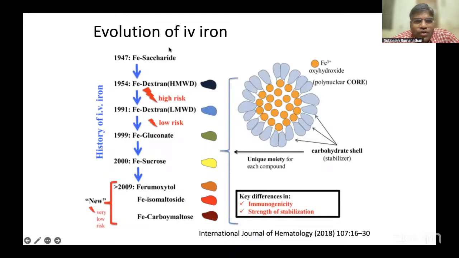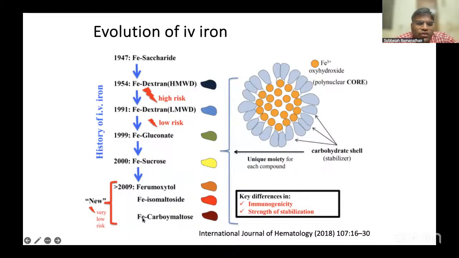If you see the evolution of IV iron, it's so fascinating. Initially, the earlier molecules had a carbohydrate shell which was large, incorporating the iron. So the larger the shell, the higher the chance of immunogenicity and reactions. And now with gradual evolution, you can see the carbohydrate shell has come down in size. Earlier, in 1947, ferric saccharide was there, then iron dextran, high molecular weight. Then after 40 years, we got iron dextran, low molecular weight, and then came ferric gluconate in 99, and by 2000 iron sucrose was available, and this was widely used, especially in antenatal care.